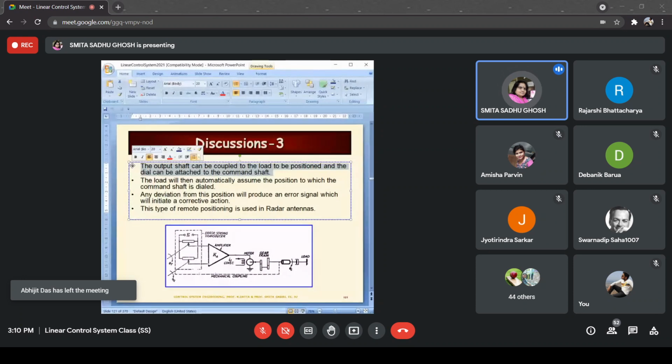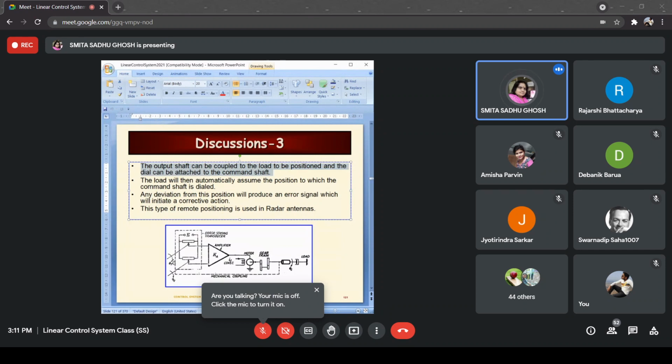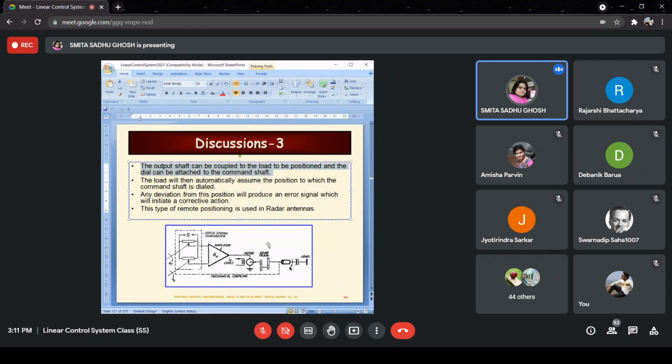The output shaft can be coupled to the load to be positioned, and the dial can be attached to the command shaft. Dial being attached to the command shaft means you can have a circular disc which has markings, a dial as we call it, attached over here, so that you can say, okay, I put 10 degrees over here, so I rotate it to 10 degrees and stop it there and see whether the output shaft is following that.